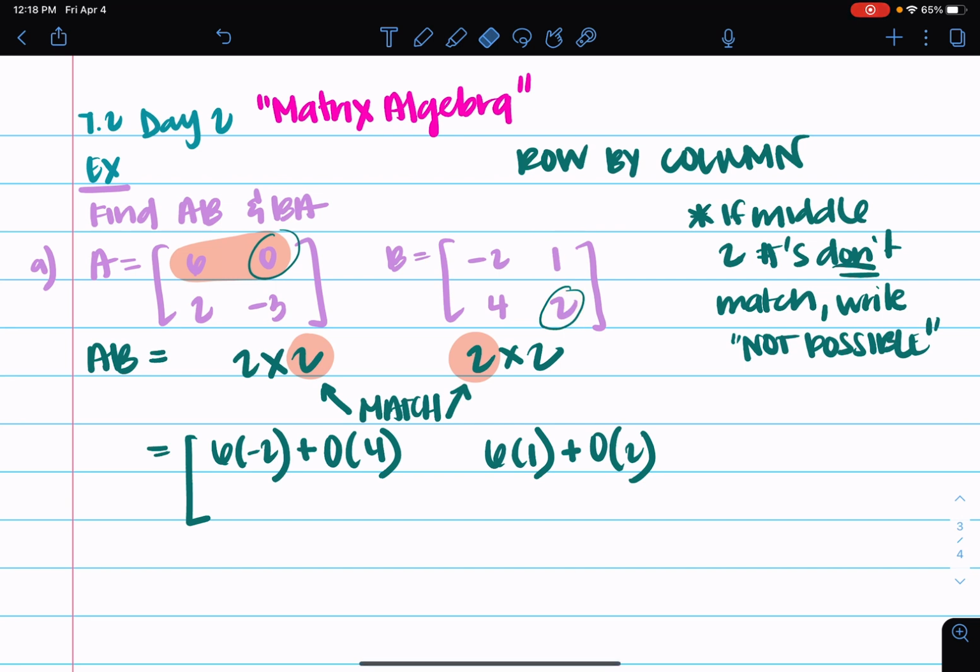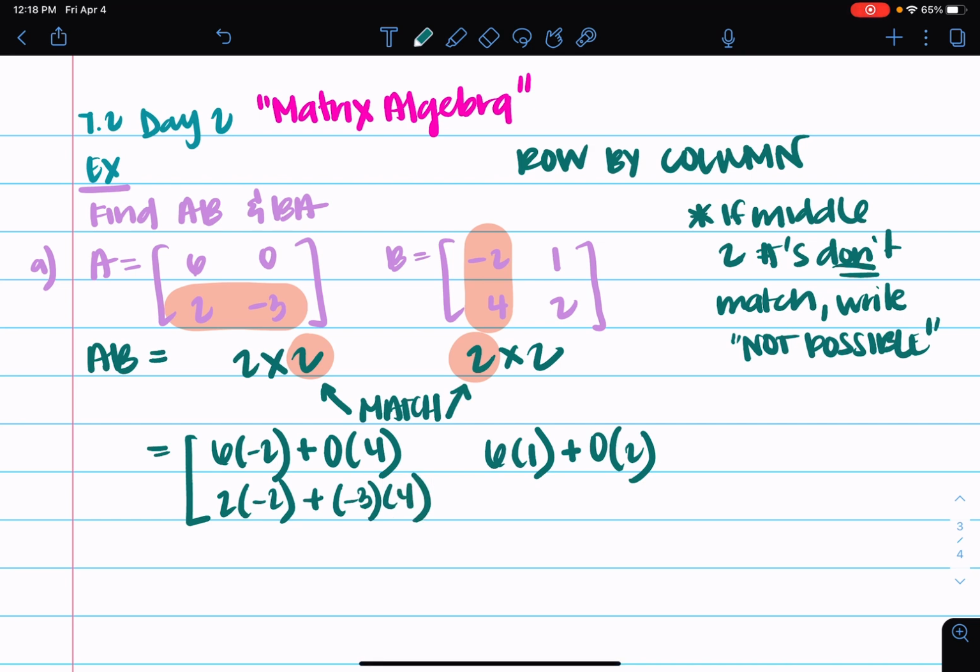Now we're done with that. Now we have to do the bottom 2. That's going to be the second row, first column. So we have 2 times negative 2 plus negative 3 times 4. And then for our last one, we need row 2, column 2. 2 times 1 plus negative 3 times 2. Now we just need to simplify that stuff.